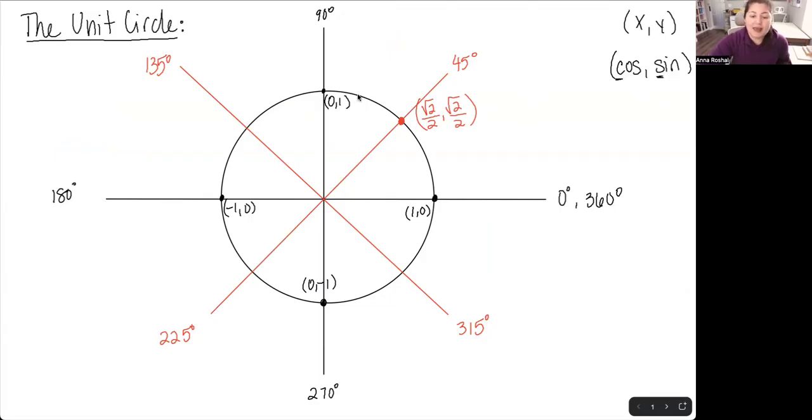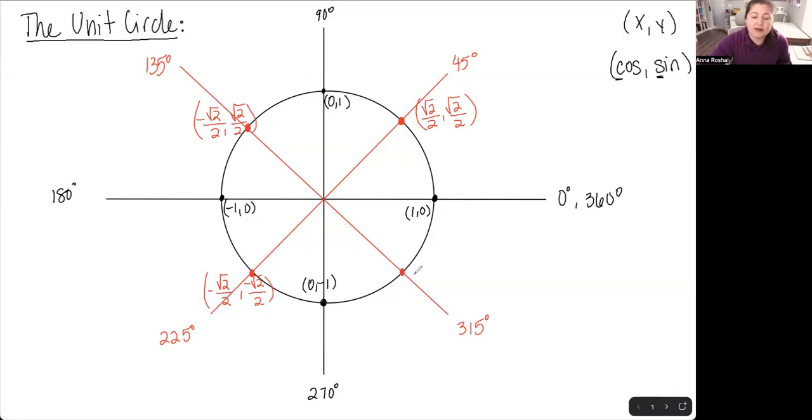Now, when I'm looking at this particular point, I know that this is kind of just the reflection. So this is negative root 2 over 2, comma, root 2 over 2. Because the only difference is that the x is negative here and the y is still positive, right? Here, everything is negative. So we're going to just put negative root 2 over 2, comma, negative root 2 over 2.